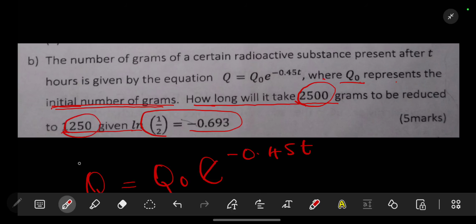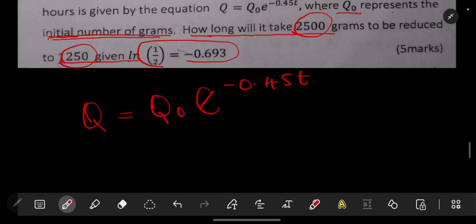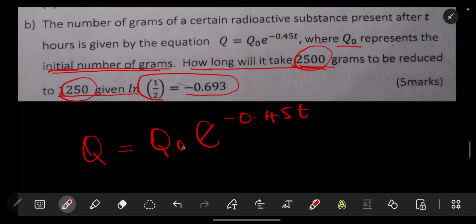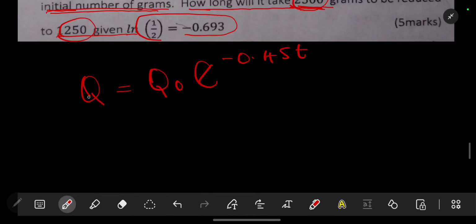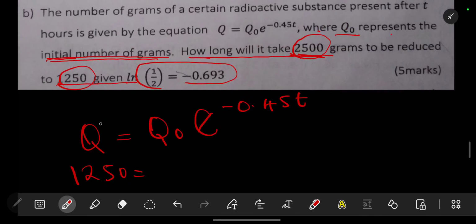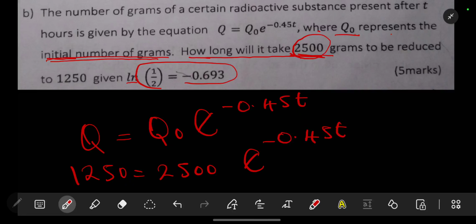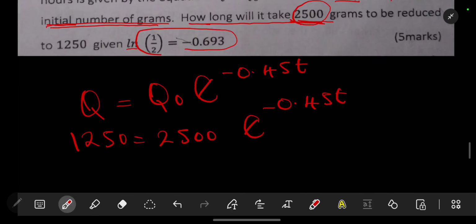So this is the reduced. Then this will be your initial, which is your Q0, like that. So we are going to say Q is 1,250, should be equal to this. Then we have our Q0 is 2,500, like that. Then we have our e to the power of negative 0.45 t, like that. So then what are we going to do?